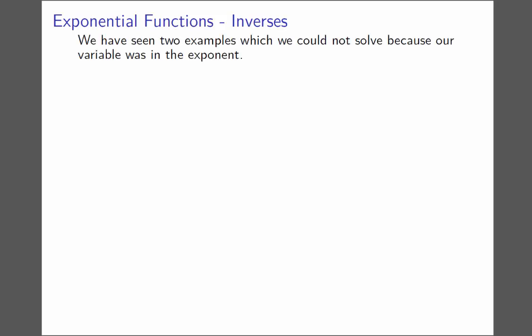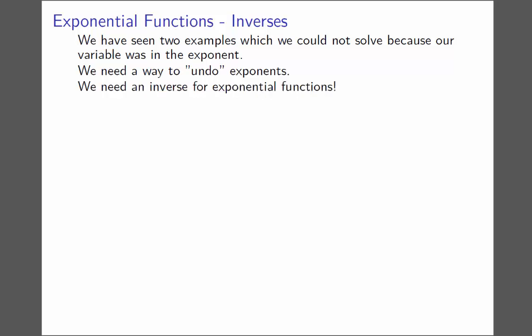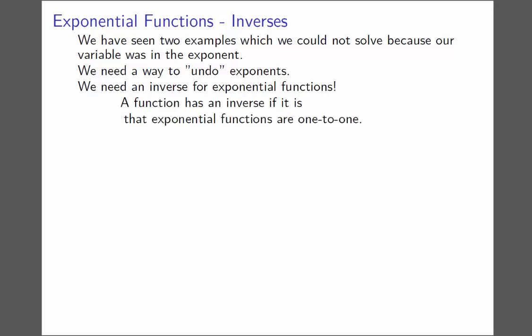At this point, we have seen two examples which we could not solve because our variable was in the exponent. We need a way to undo exponents. In other words, we need an inverse function for exponential functions. Recall, a function has an inverse if it's 1 to 1. And we saw that exponential functions are 1 to 1. So we can conclude that exponential functions have an inverse.